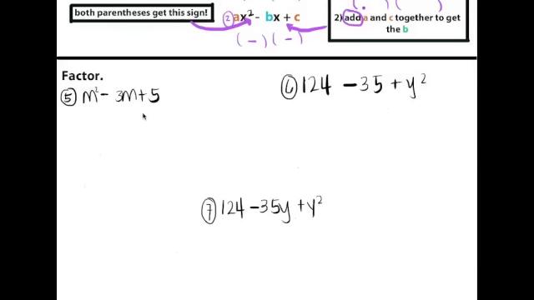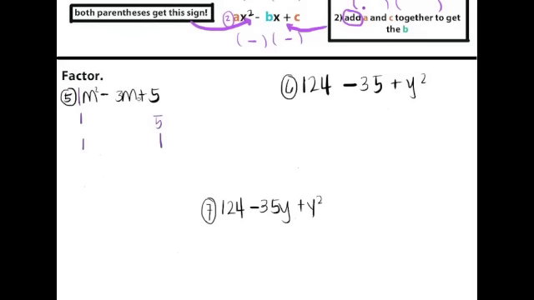So let's try number 5. Okay, and so let's label: our A is 1, because there's no number in front of m squared, and our C is 5. Okay, so I want to go multiples of 1, 1 and 1. Things that multiply to get 5 are 5 and 1, so I've created my box.